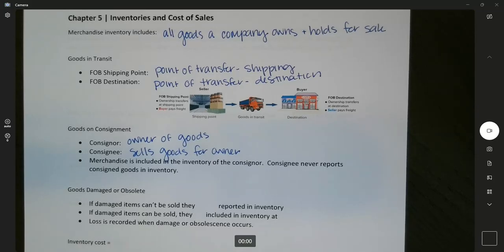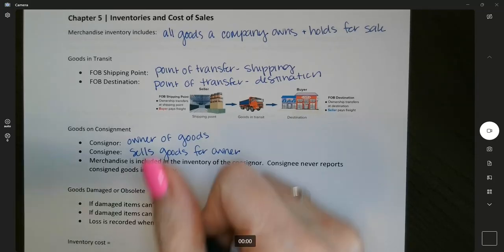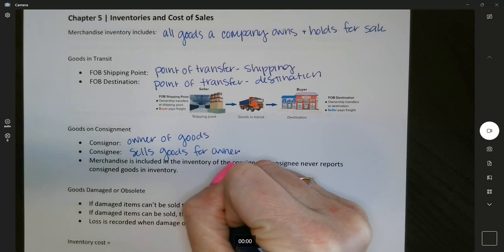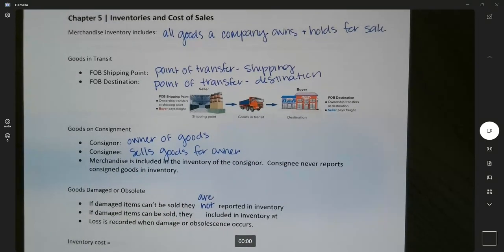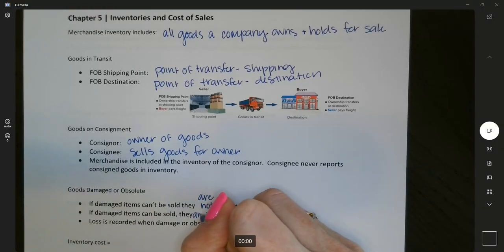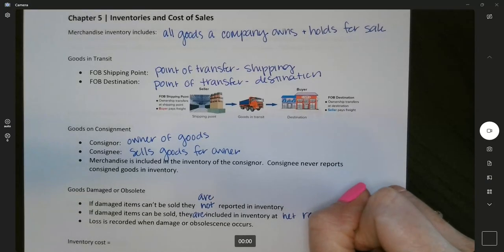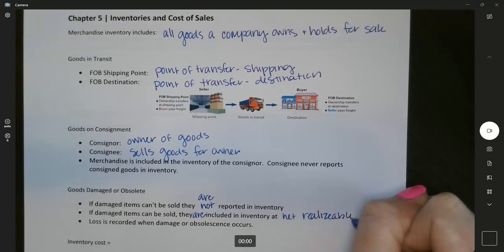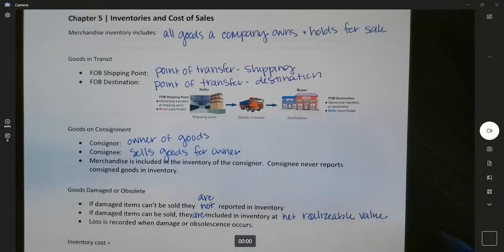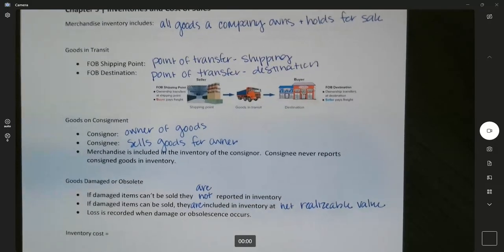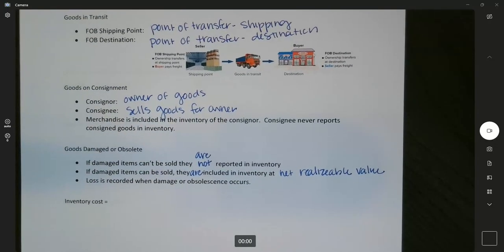Additionally, goods that are damaged or obsolete. If the damaged goods cannot be sold, they are not reported in inventory. If the damaged items can be sold, they are included in inventory at their net realizable value. A loss is going to be recorded when damage or obsolescence occurs.